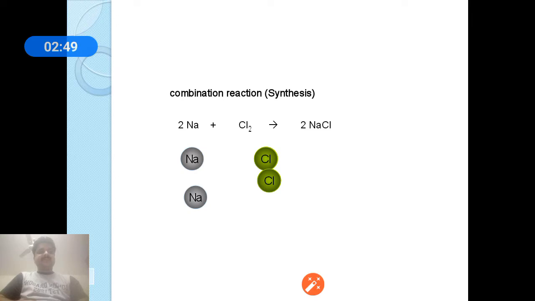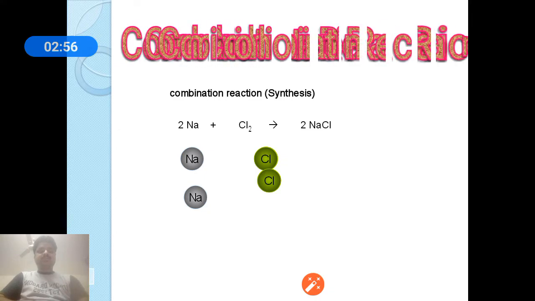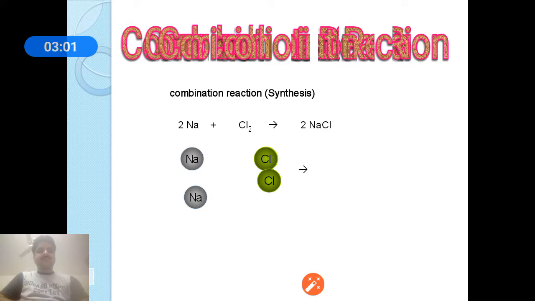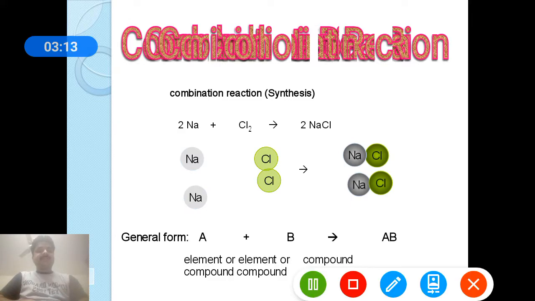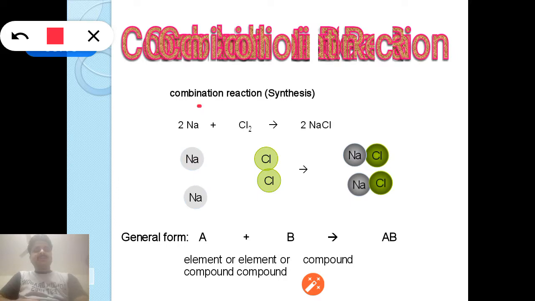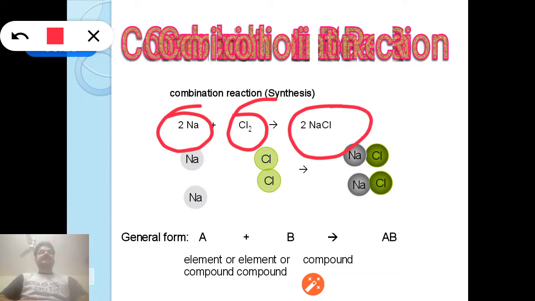Similarly, you can see here sodium and chlorine will give NaCl. Na, that is sodium, plus chlorine, Cl2. One Na with Cl will give NaCl, another Na with Cl will give NaCl. So sodium with chlorine, the other reactant, will give NaCl. That is a single product, NaCl.